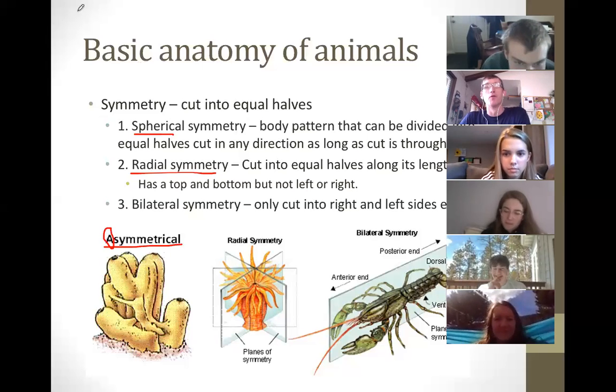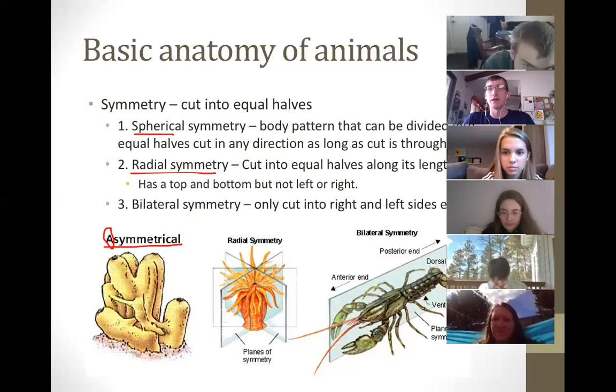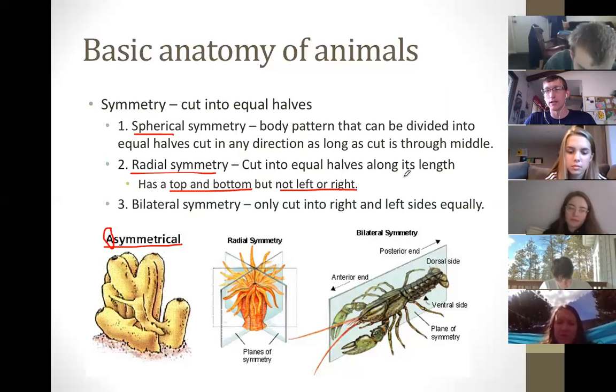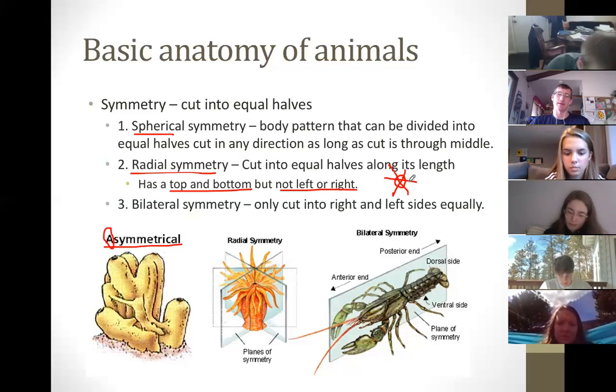Yep. So radial symmetry, you cut it into equal halves along its length. What that basically means is this thing has a top and a bottom, but it has no left or right. So looking down on this animal, the animal is a circle. You can cut it any way you want, and you get a mirror image no matter how you cut it, looking straight down from the top. But if you look at the side, you might not get that same image.